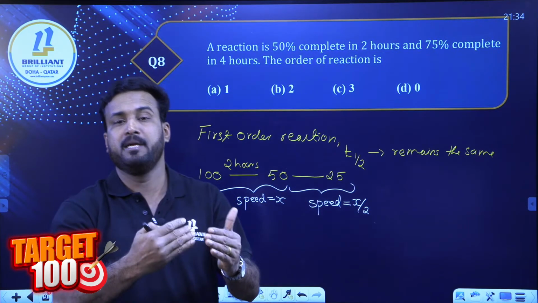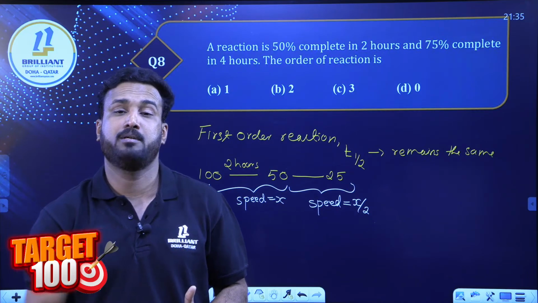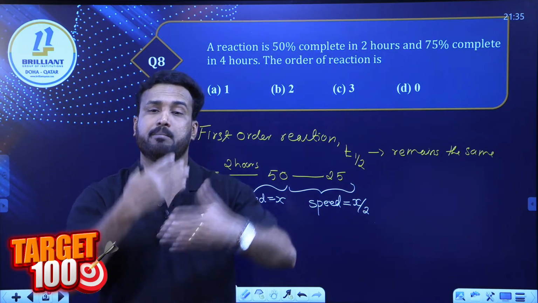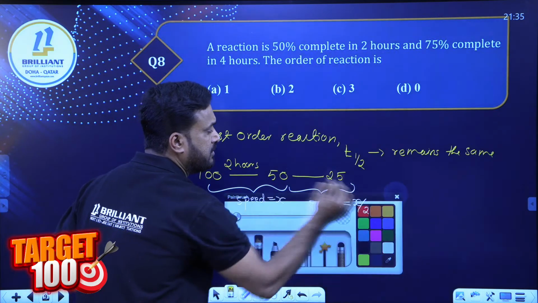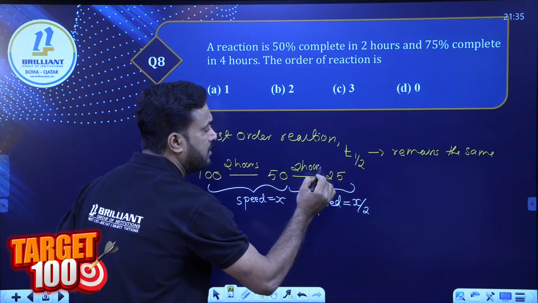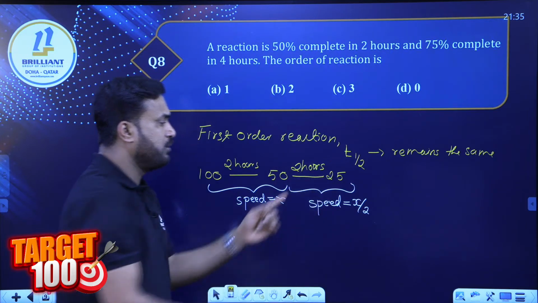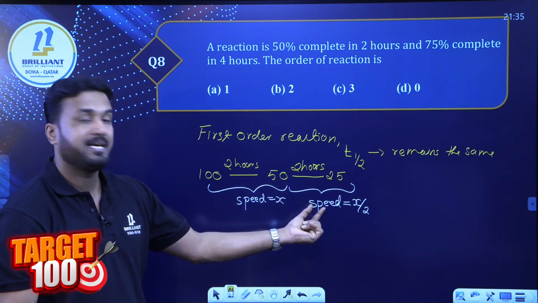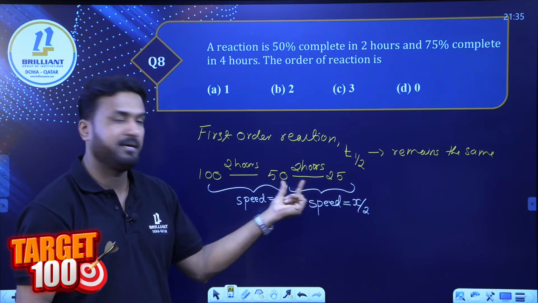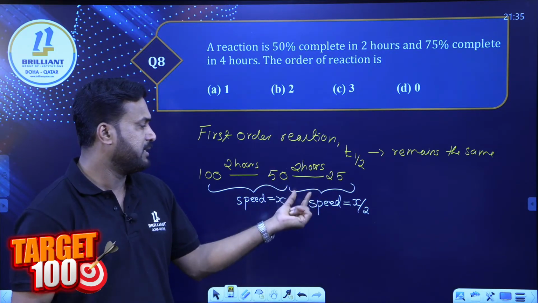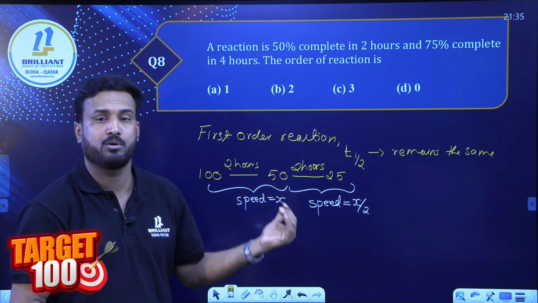You know that if speed gets halved, what happens to the time? Time will be doubled. That is why again we will be getting 2 hours over here. Because actually the difference is 25 only, but speed has been reduced to half, so the time will be double. So 25 is the difference, which means we are expecting 1, but speed is x by 2. That is called first order reaction.